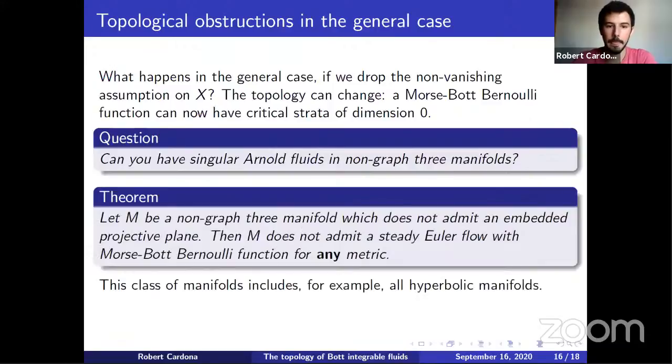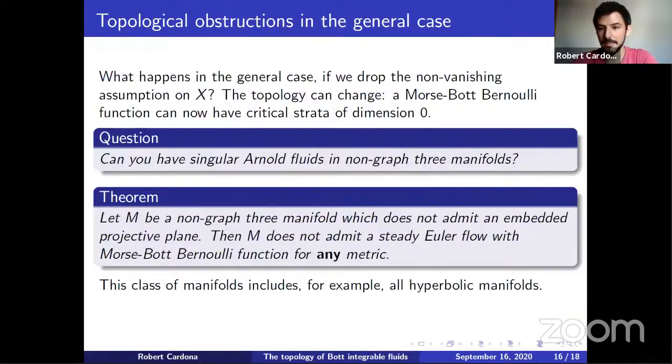And what you can prove is that if your manifold is not of graph type and satisfies the assumption that it does not admit an embedded projective plane, then there is no steady solution to the Euler equations with a Morse-Bott Bernoulli function. And this is true for any metric. So we are speaking about really a topological obstruction. This is, of course, the first example of a topological obstruction to the existence of some solutions, and so this partially answers the question we were asking.